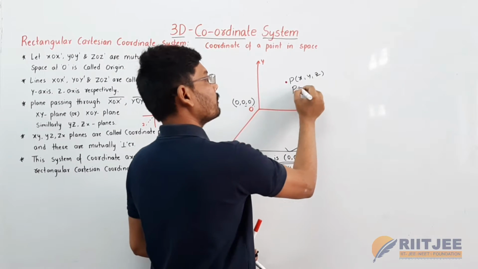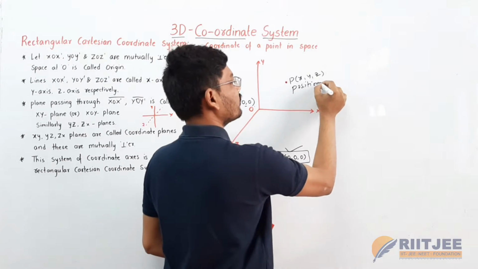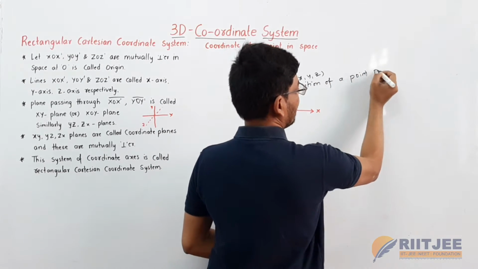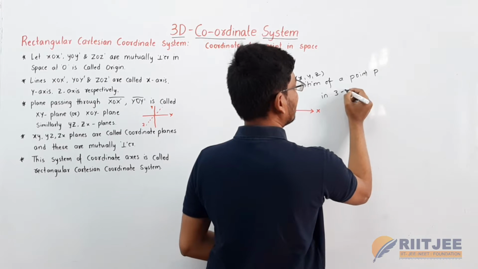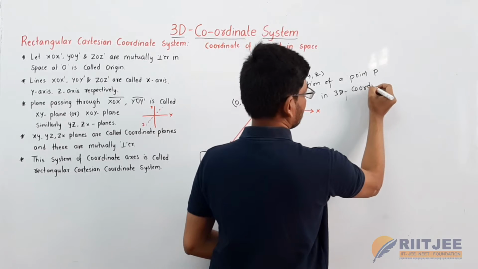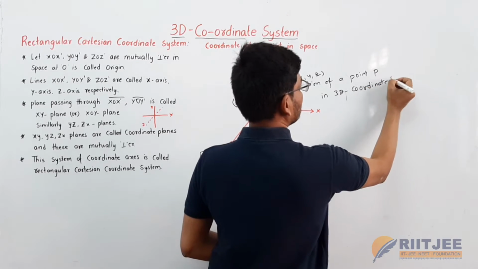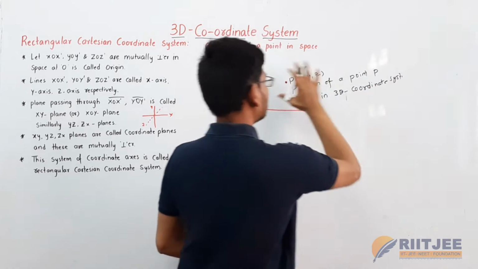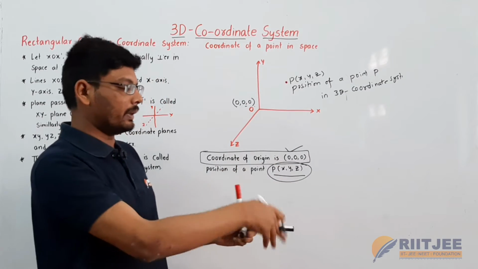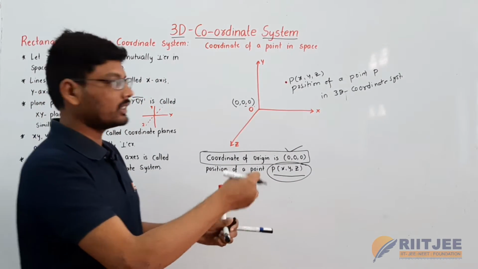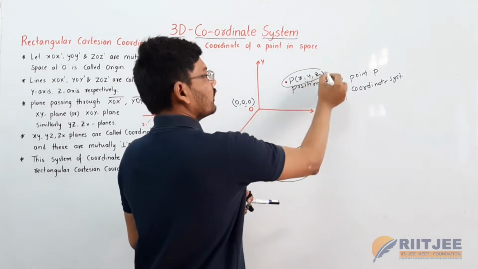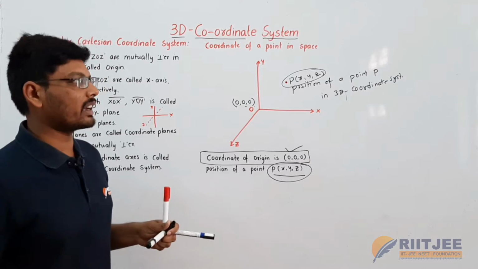This is the position of a point P in the 3D coordinate system. This is completely space. In this space, if you take any point, it is P of x comma y comma z.